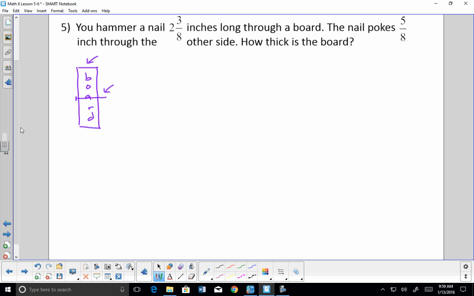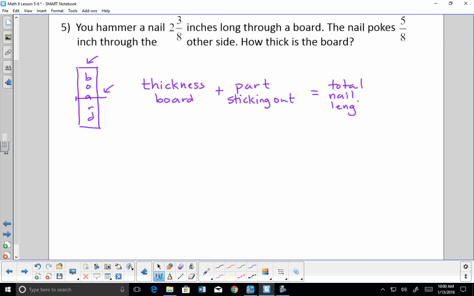Which means the thickness of my board plus the part sticking out has to equal the total length. Now, we're asked to find how thick is the board. So I'm going to let T equal board thickness.